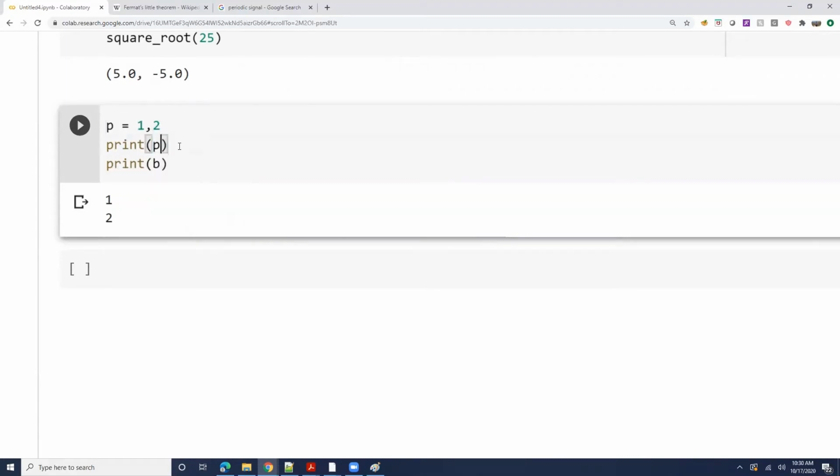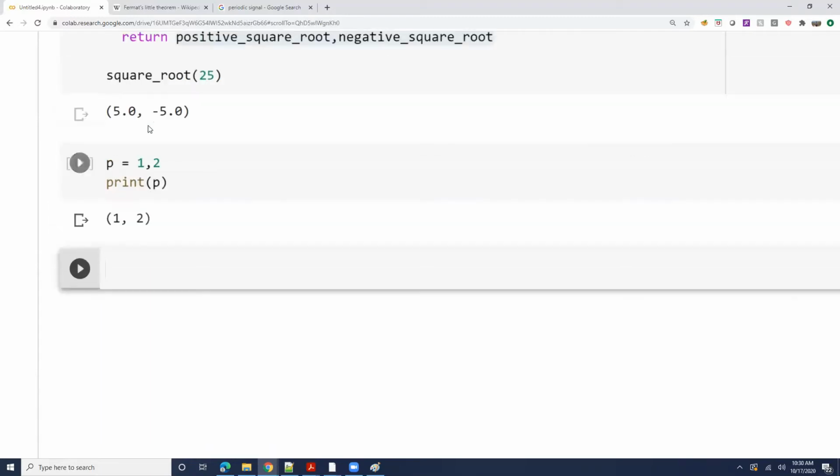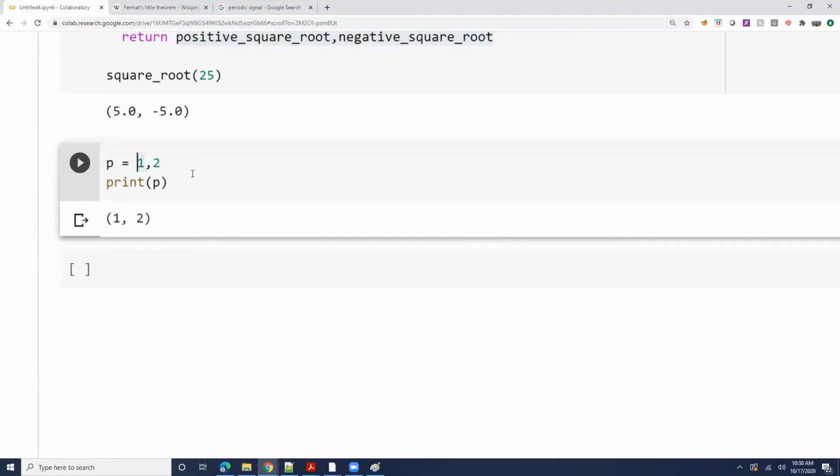Let's see, what does this do? I don't know if this works. So it automatically creates the tuple. You don't have to put a parenthesis around it. It automatically creates the tuple itself. So separating out numbers like this, or even strings probably.